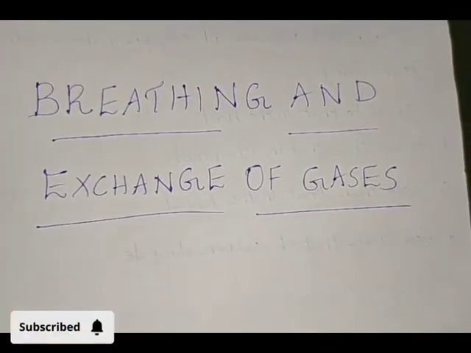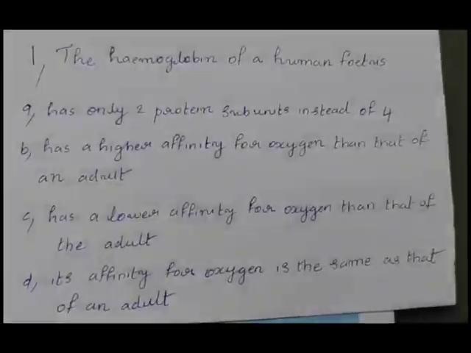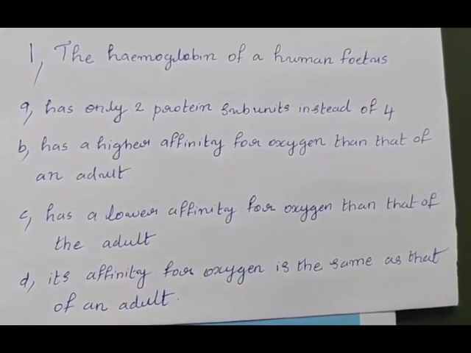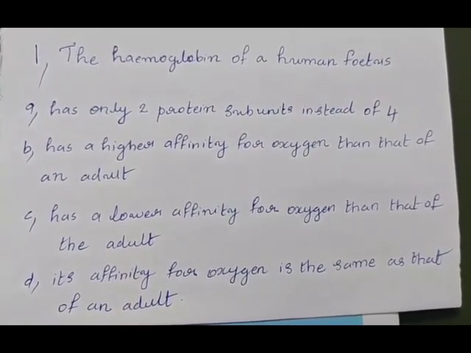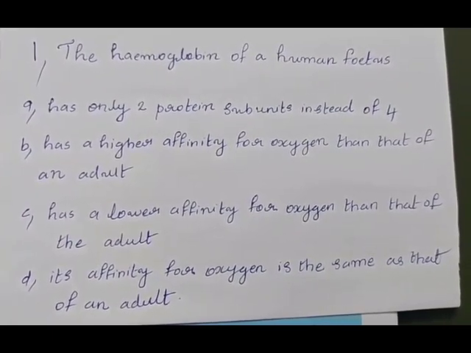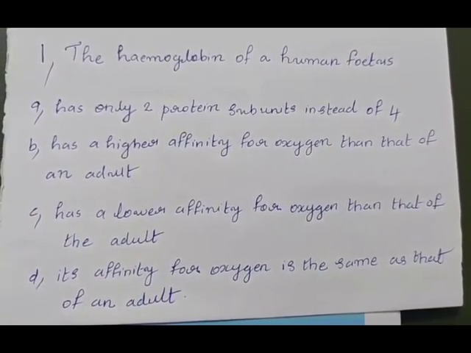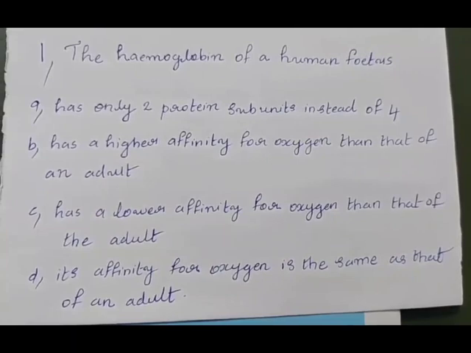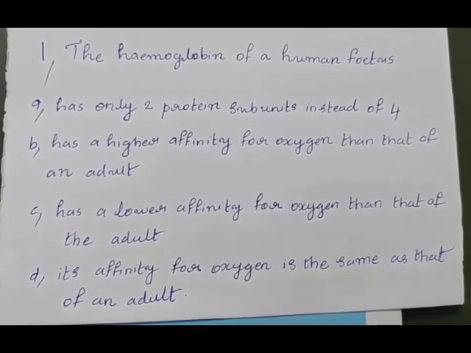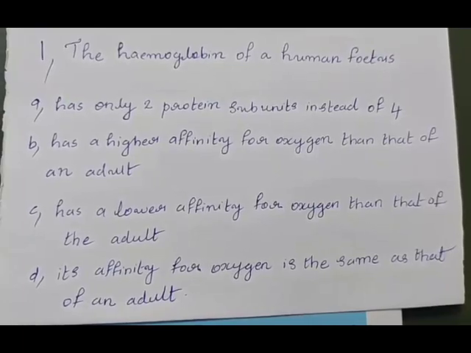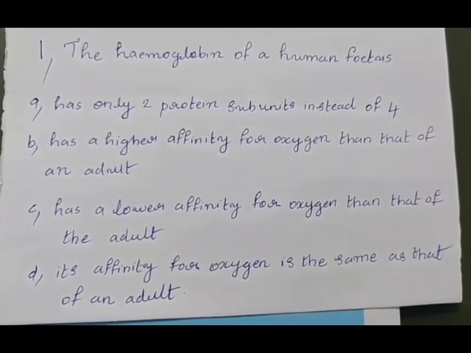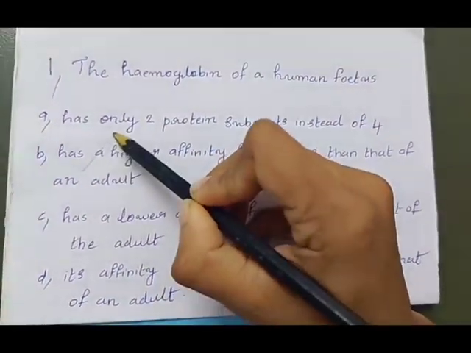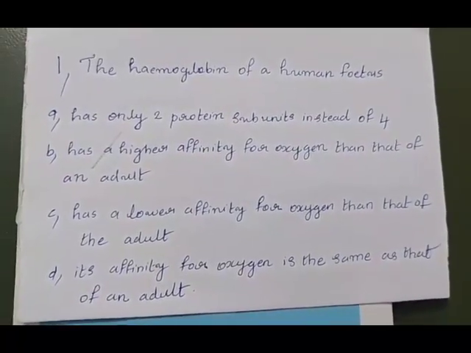Chapter: Breathing and Exchange of Gases. 1. The hemoglobin of a human fetus: Option A, has only 2 protein subunits instead of 4. B, has a higher affinity for oxygen than that of an adult. C, has a lower affinity for oxygen than that of the adult. D, its affinity for oxygen is the same as that of an adult. Answer: option B, has a higher affinity for oxygen than that of an adult.